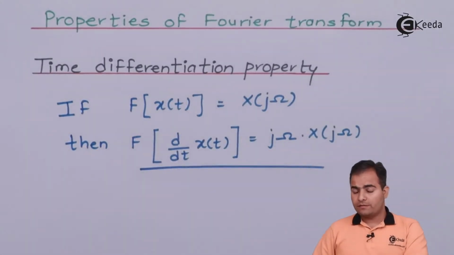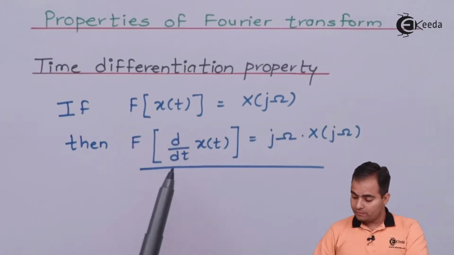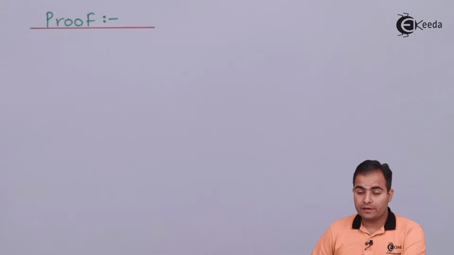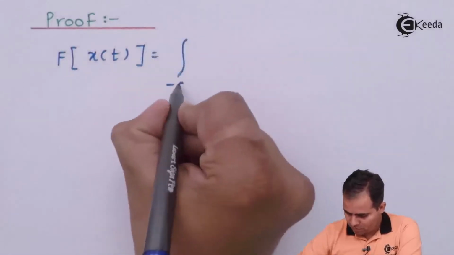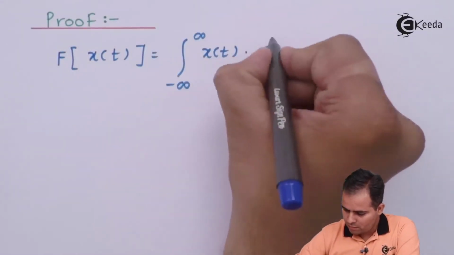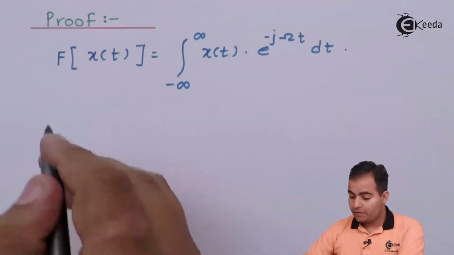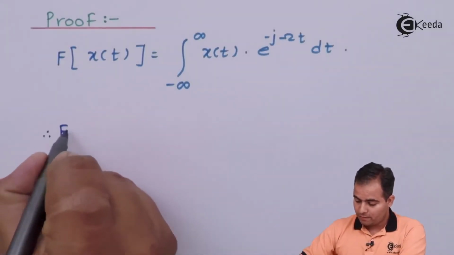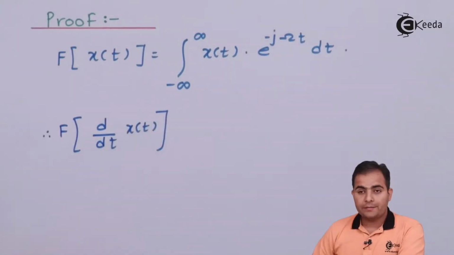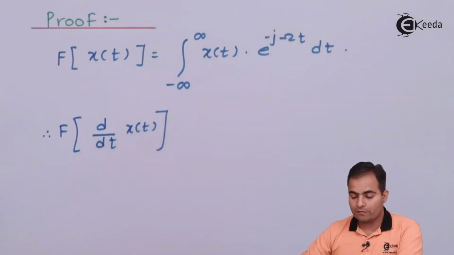First of all, we will always use the definition of a Fourier transform, and this is our hint. We will differentiate both the sides with respect to t. So first of all, we will write the definition of Fourier transform. Now, according to the statement of time differentiation property, this x of t must be differentiated with respect to t. So I am going to change this input to d by dt of x of t. So this x of t is also replaced by d by dt of x of t.